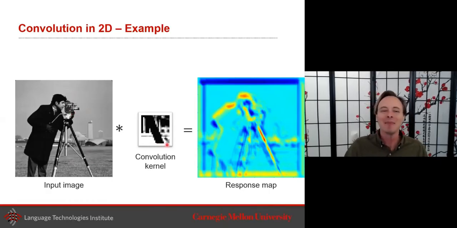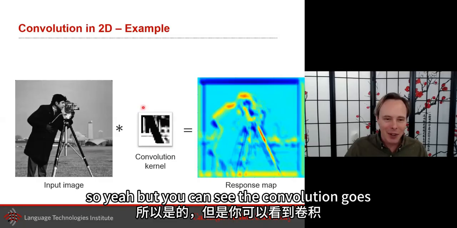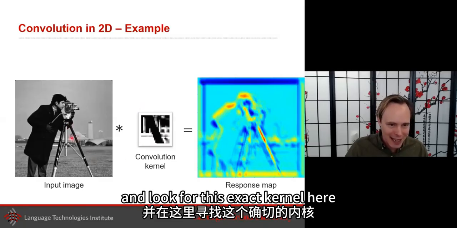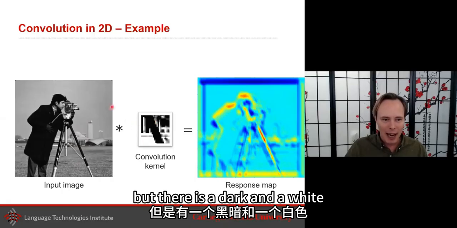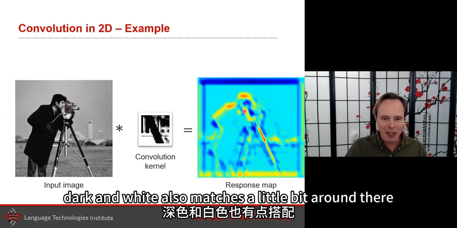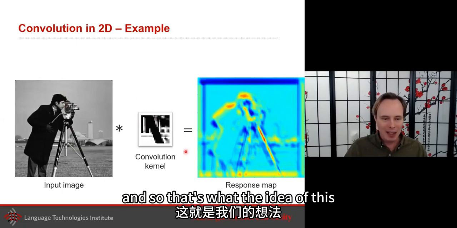Anyway, you can see the convolution goes and looks for this exact kernel here, and you can see the response map is finding it here. But there is a dark and a white, and dark and white also matches a little bit around there. And so that's the idea of this.